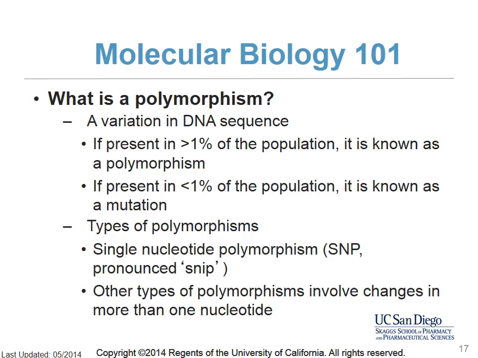What is a polymorphism? Variations in DNA sequence may be described as polymorphisms or mutations. If a variation is present in 1% or more of the population, it is known as a polymorphism. But if the variation is present in less than 1% of the population, it is known as a mutation. There are different types of polymorphisms. A single nucleotide polymorphism, or SNP, affects only one nucleotide in the DNA sequence. Other types of polymorphisms involve a change in more than one nucleotide.